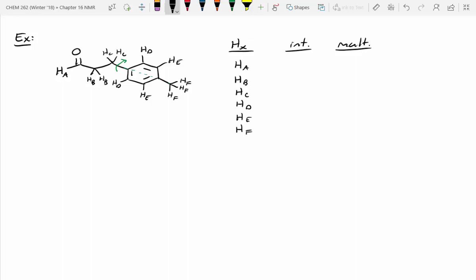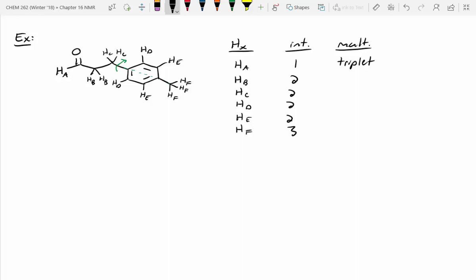All right, integration for A. This is the easy part. 1. What about B? 2. C? 2. D? 2. E? 2. And F? 3. All right, so that's our ratio of peak areas. All right, multiplicity for A. 0. So sigma. Is it? HBs are 3 bonds away, right? So both HBs are 3 bonds away, which means they will split. We've got 2 3-bond neighbors. 2 plus 1 means we must have a triplet.